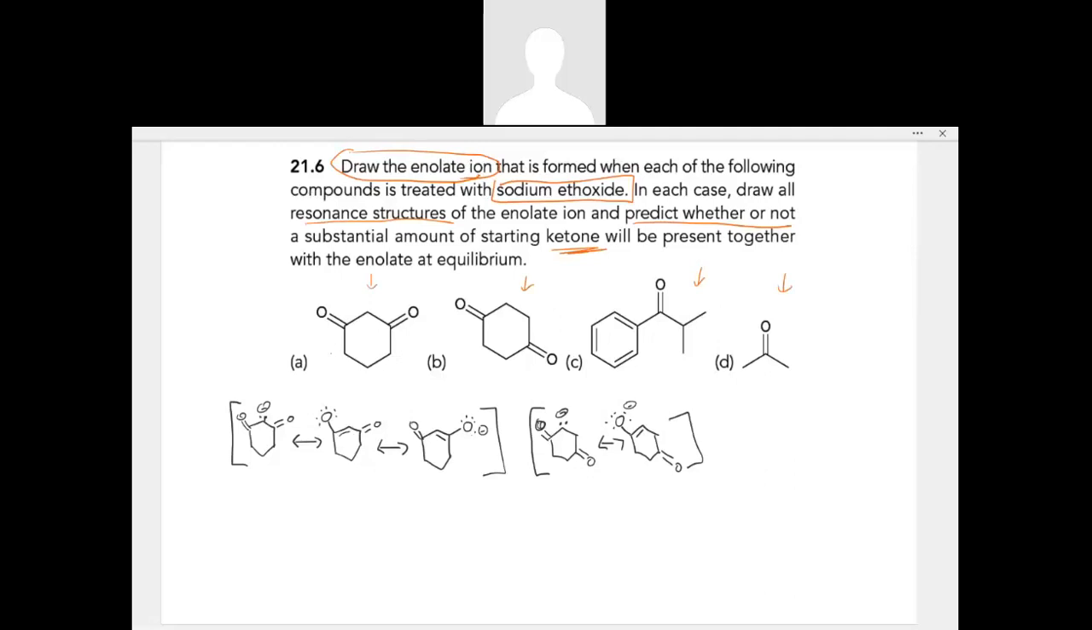So let's take a look at part A and what our resonance structures of the enolate ion would look like. We see that we have this diketone in part A shown here. We have this alpha position here, but we also have these two down here. But we should note that the position in between the two ketone functional groups is the spot that is deprotonated by sodium ethoxide.